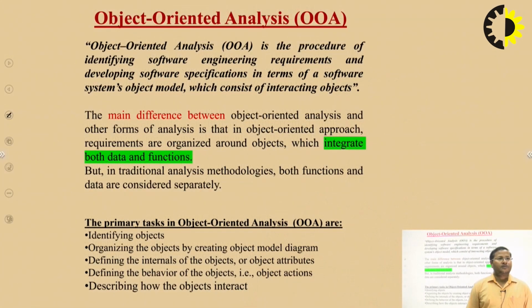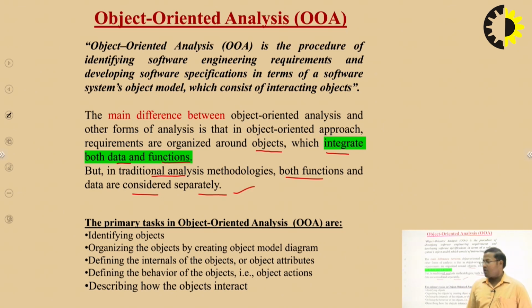Firstly, I want to introduce what is object-oriented analysis. Object-oriented analysis is the procedure of identifying software engineering requirements and developing software specifications in terms of a software system's object model which consists of interacting objects. The main difference between object-oriented analysis and other forms of analysis is that in the object-oriented approach requirements are organized around the objects which integrate both data and function. But in traditional analysis, both function and data are considered separately.